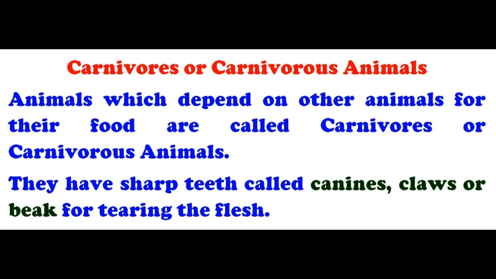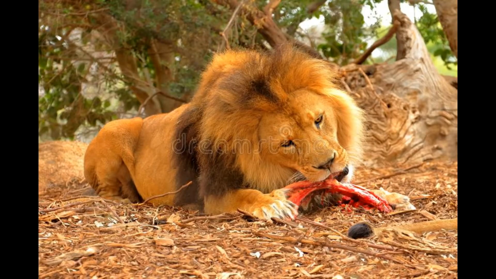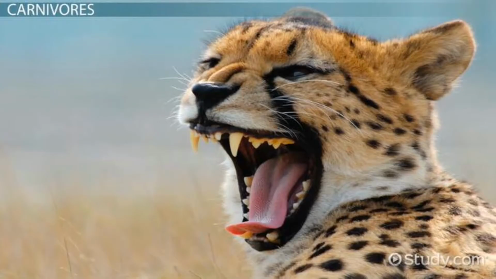Second category of animals. Animals that depend on other animals for their food. We call them carnivores or carnivorous animals. Lions, leopards, tigers, hyenas, they are carnivores. Carnivorous animals also have very sharp teeth. These teeth are called canines. They also have claws, and the birds have sharp beaks. These help them to tear the flesh of the animals.